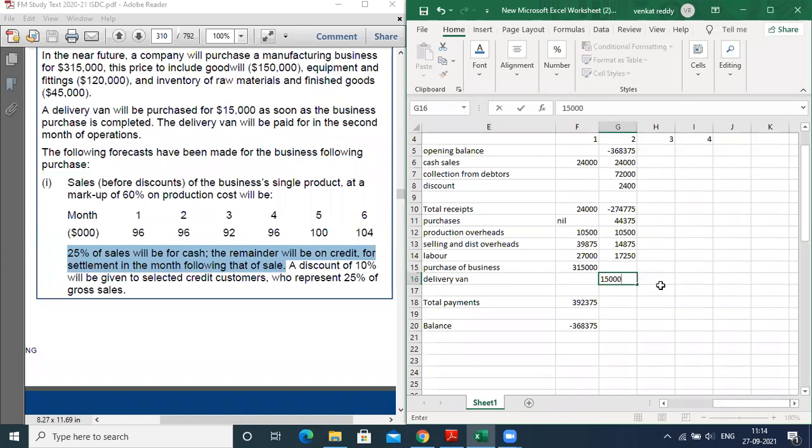So 15,000 purchase of business. Okay. So I hope it is clear. Then the total outflow, total payment: purchases, plus production overhead, plus selling and distribution overhead, plus labor, plus delivery van purchase. So the total payment is 1,02,000. Okay.